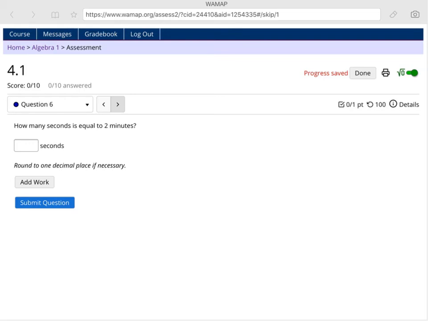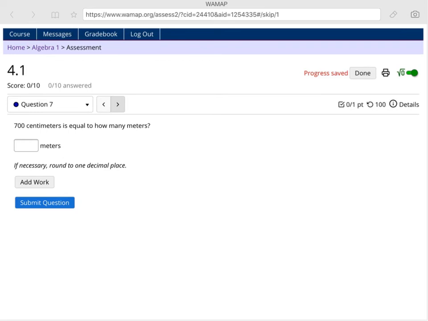My next problem here says how many seconds is equal to 2 minutes. So I want to create a balance here starting with minutes and seconds. So I know there's 60 seconds in 1 minute. And so then I need to end up getting up to 2 minutes. So that means this side is going to have to become 2 minutes, so I have to multiply by 2. So I'm going to multiply by 2 over here, and that's going to give me 120 seconds. And so my answer then is 120.